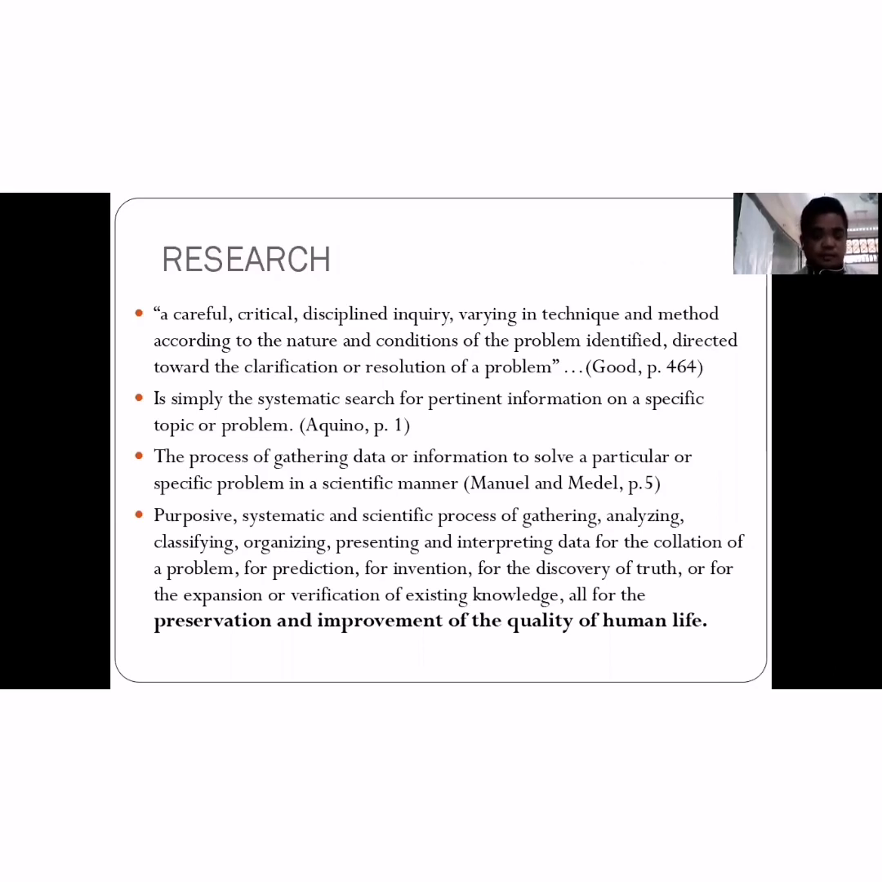According to Good, it is a careful, critical, disciplined inquiry varying in technique and method according to the nature and conditions of the problem identified, directed toward the clarification of or resolution of a problem. So you can actually observe that based on the definition given by Good, there were descriptions which are actually included in the definition. It's careful, critical, disciplined inquiry that varies in technique and method.